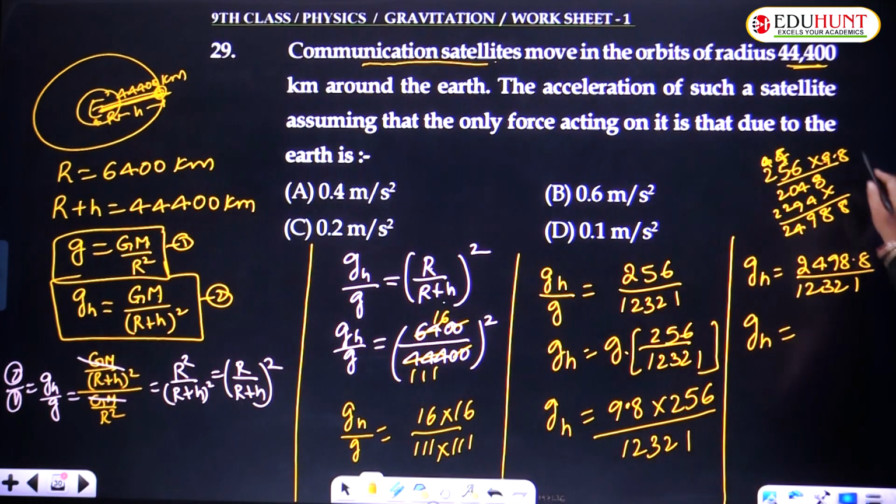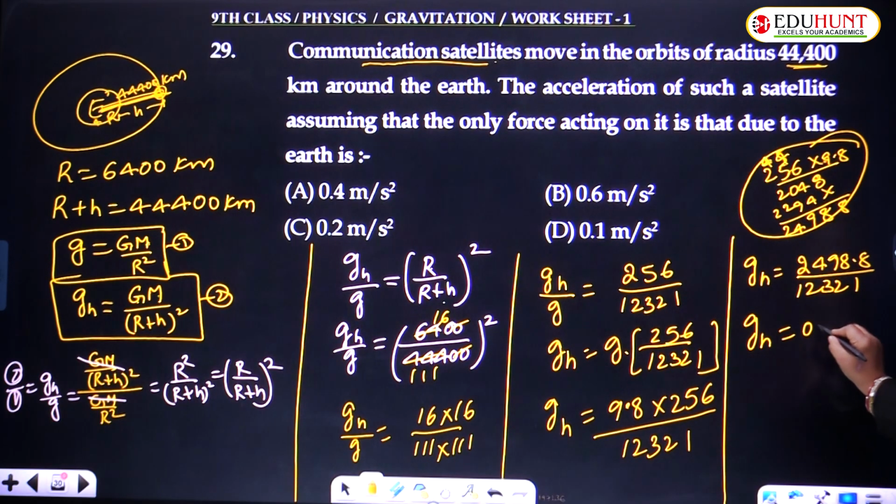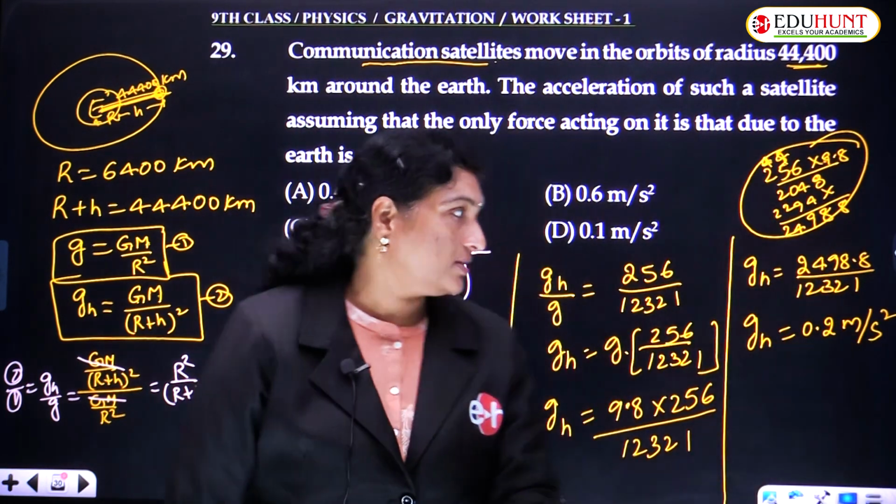So how much is that? The value of g' is found to be 2498.8 upon 12321. Okay, so this can be written as, if I take this decimal out, something like 0.12. This is 24. It's almost double to that. So I can approximately take it as 0.2 meter per second square. I hope the simplification is clear, children.